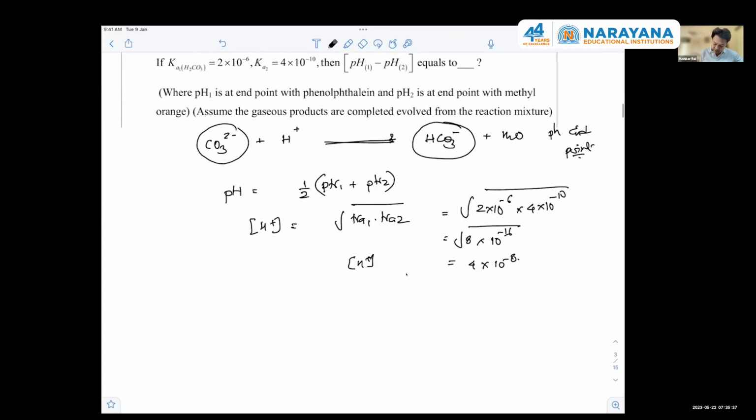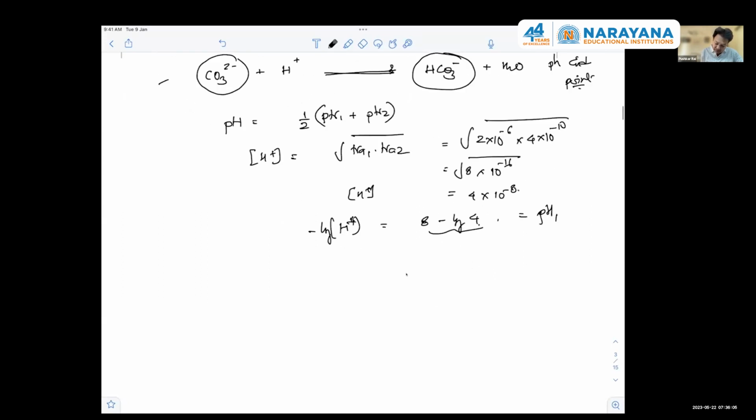So pH will be equal to minus log of H plus ion concentration, which is 8 minus log 4. Just keep it here. That's called pH1. I'm not going to simplify log 4, maybe that term can also be used. This is the first point. At the phenolphthalein endpoint, the pH will be 8 minus log 4. Log 4, we already know, is nearly 0.6, so it is 7.4 nearly.